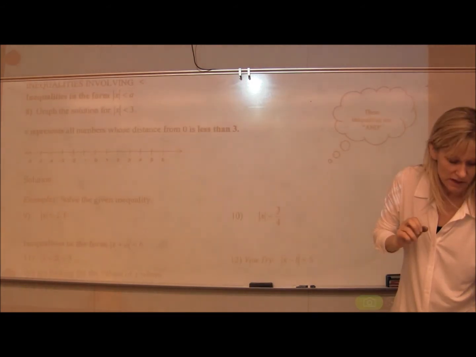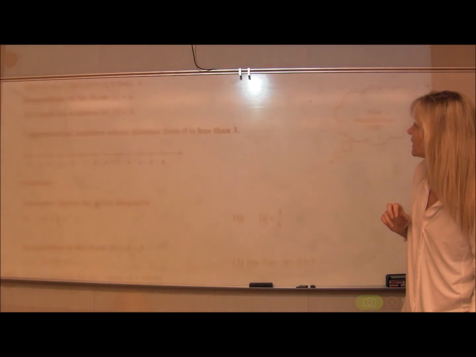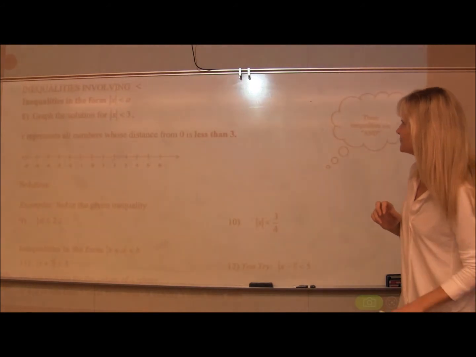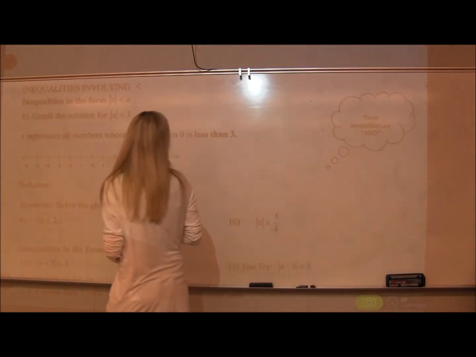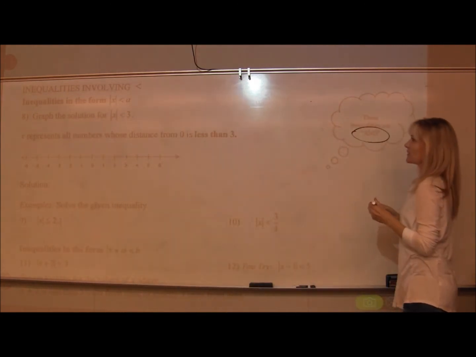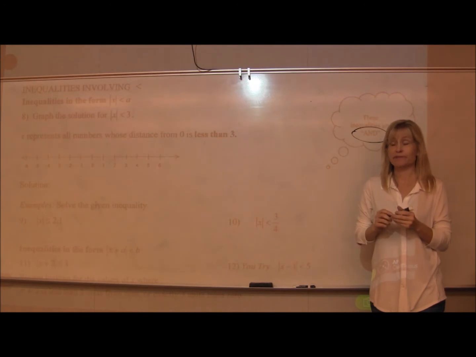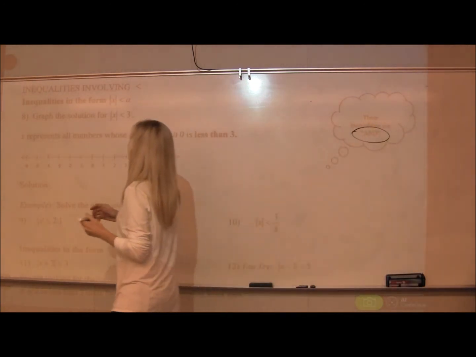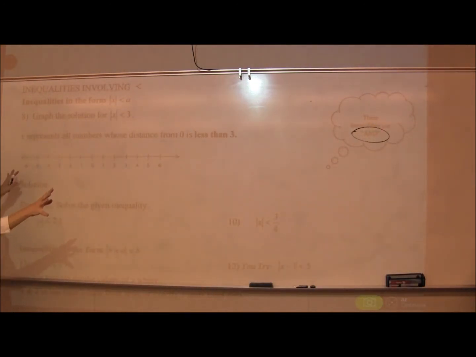Okay. Inequalities involving less than. These are the ones that use "and." And remember, we called them conjunctions last week. Now we're going to do the same inequalities, but with absolute value. So inequalities of the form absolute value of x is less than a.